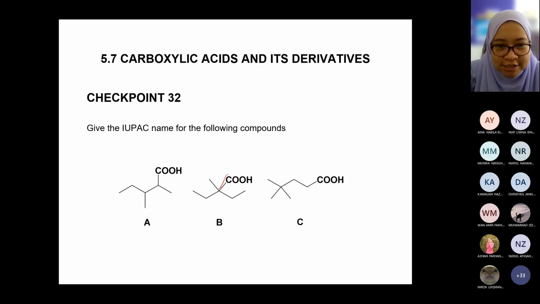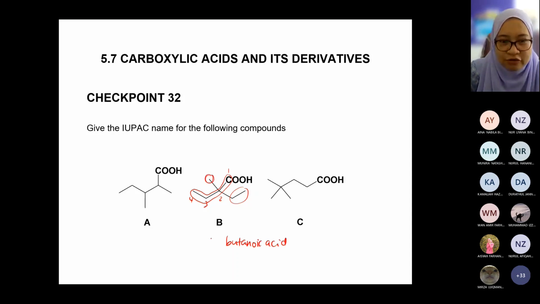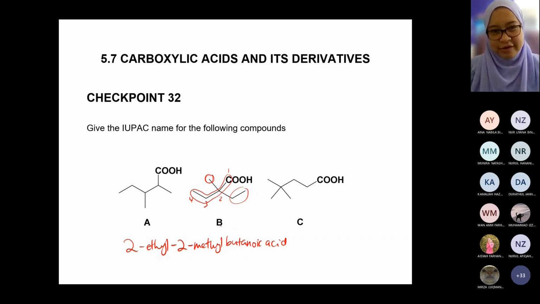So let's say I take this one. Substituent number 1, substituent number 2. So 1, 2, 3, 4: butanoic acid. At carbon number 2, we have a methyl group and also an ethyl group. So ethyl comes first. So 2-ethyl-2-methylbutanoic acid. Okay? Alright. So you can try out A and C.